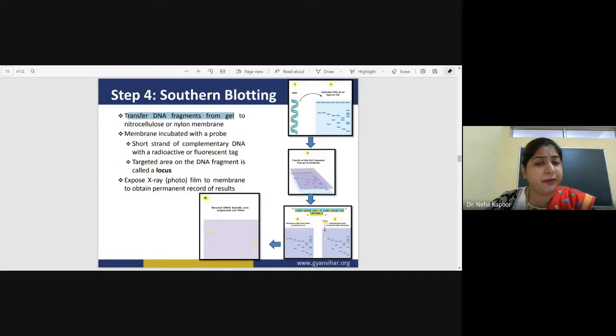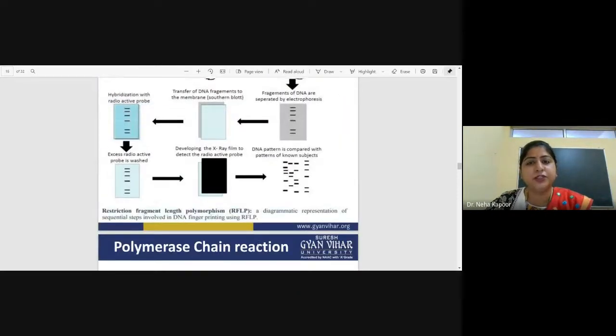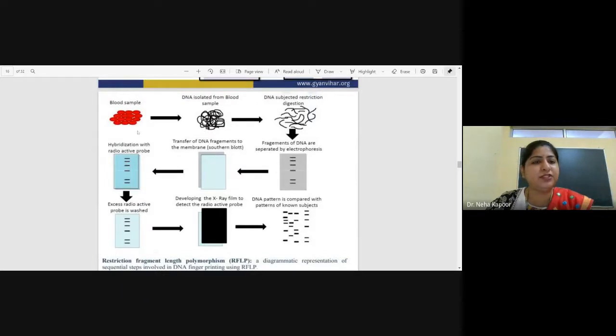Transfer the DNA fragments from gel to nitrocellulose membrane. Incubate the membrane with the probe, that is a short stretch of complementary DNA which is tagged with a radioactive tag. Once the transfer and probe hybridization are complete, you need to expose this to the X-ray film so that you can get the results. So such kind of bands would be observed. So this is the complete process of RFLP.